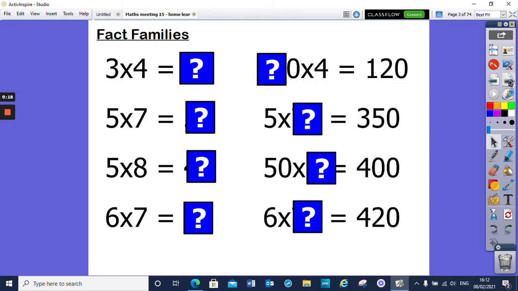I'm going to start with fact families today. Remember, this calculation here can help solve this calculation here. Okay, I want you to work out the missing numbers. Off you go.